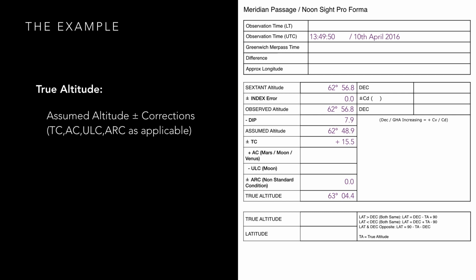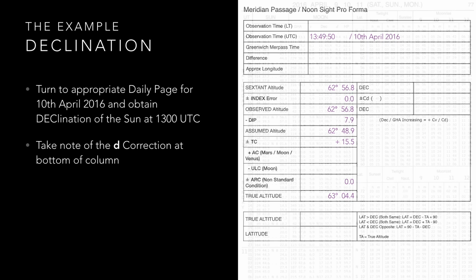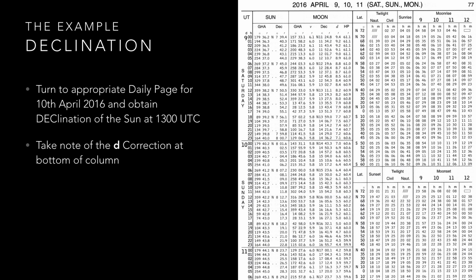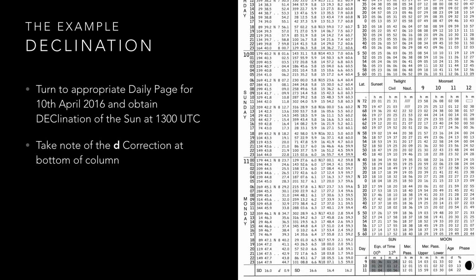The last stage is to obtain the declination of the Sun at the given time. So we turn to the daily page for the 10th of April 2016 in the Nautical Almanac. We look down the Sun column and at 1300 UTC we obtain the declination of the Sun, which is north 8 degrees 13.6 minutes. We also make a note of the D correction value at the bottom of the column, which is 0.9.